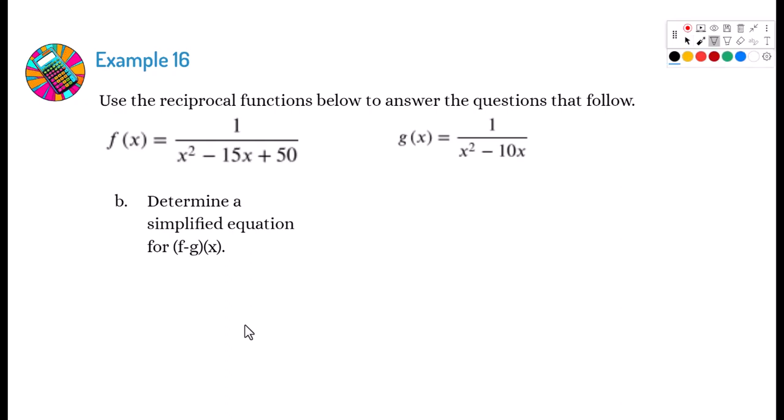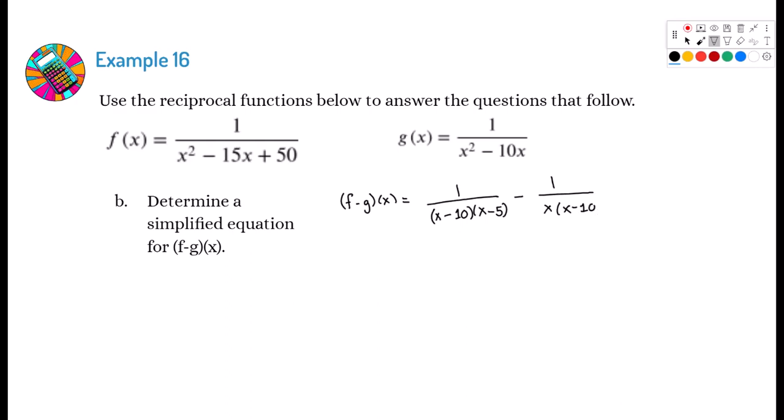To find this, we're going to go ahead and I like to write things out. Equals, so it's going to be f of x, so I'm going to go 1 over x minus 10 times x minus 5. And then I'm going to subtract 1 over, I'm starting to go on a little angle here, x over x minus 10.